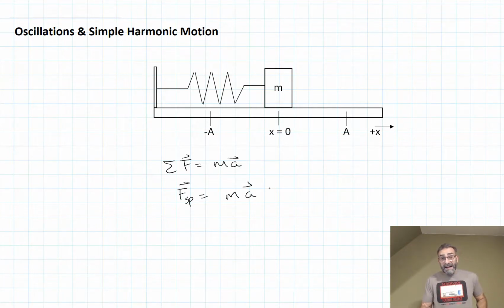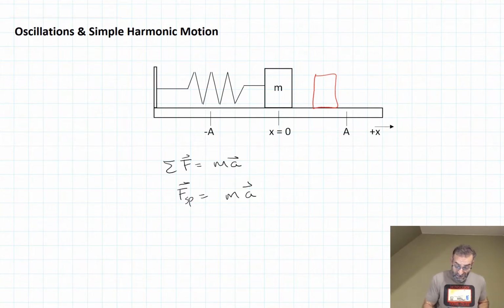If we pull the box over here to the right-hand side, so x is positive, the spring will be pulling it to the left. So the spring force will be in the negative x direction. If x is positive, the spring force is in the negative direction. F equals negative kx when we're looking at a spring vector equation.